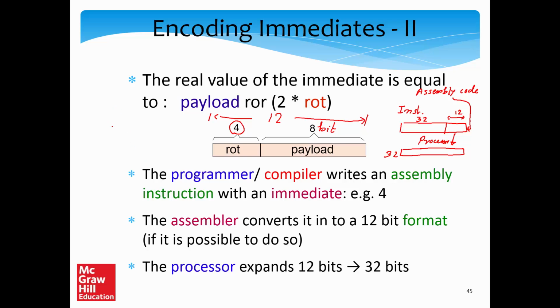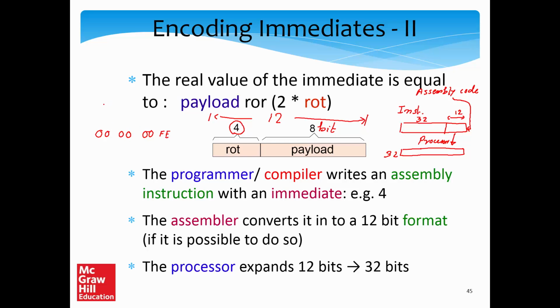So let's consider an example. Let us consider 2 hex digits. 1 hex digit is 4 bits, so 2 hex digits are 8 bits. Let us consider a 32-bit number and a payload of the form, let's say, FE.